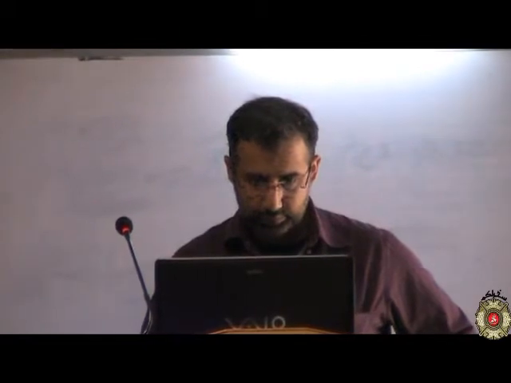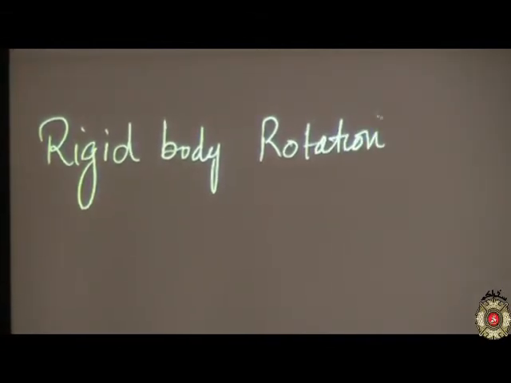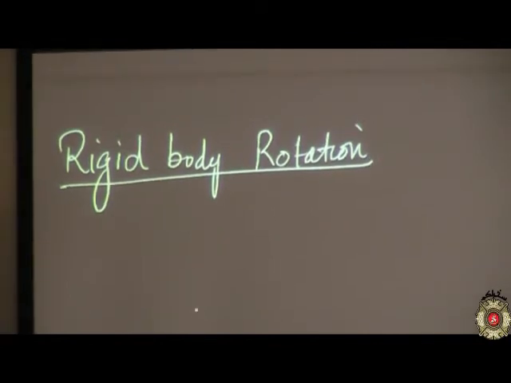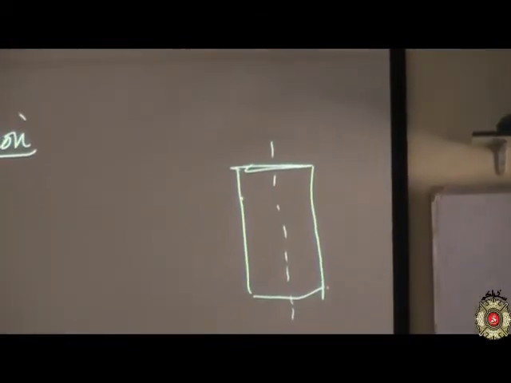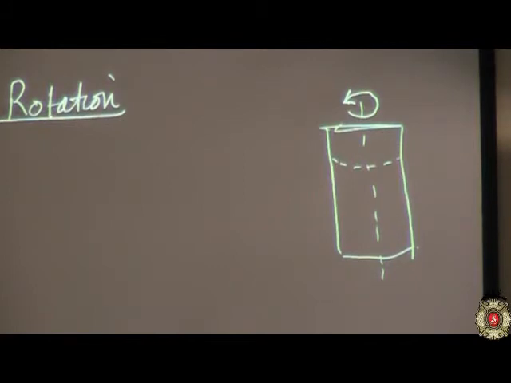And the next thing is rigid body motion. Oh, sorry, rigid body rotation. We did the linear motion last time. So let's say there is a fluid inside a cylinder, and this is rotating. Any fluid particle in here is rotating, like a spinning cylinder filled with water.